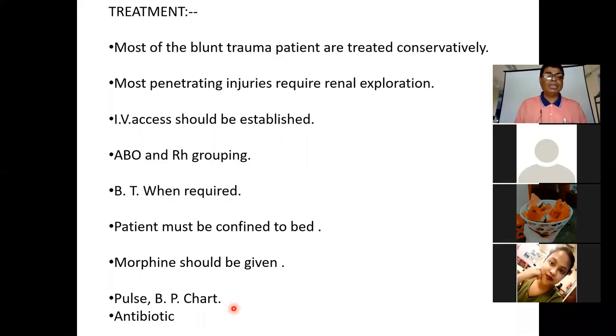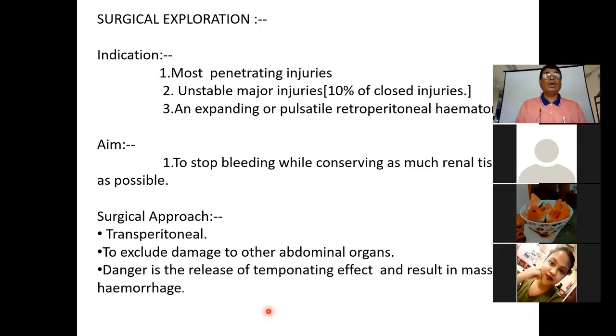We need to monitor the patient with a pulse and BP chart, and we will start an antibiotic. So this is the conservative treatment. Most patients will recover following conservative treatment, but some patients will require surgical exploration.